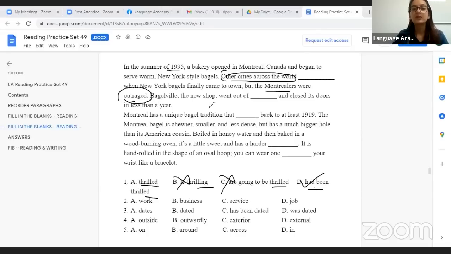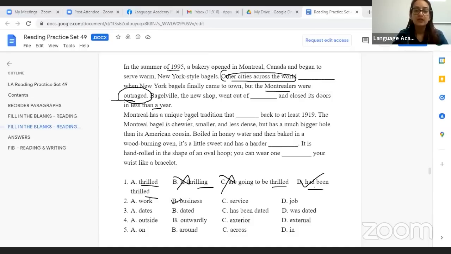So the next one: the new shop went out of dash and closed its doors in less than a year. So people were outraged, so nobody would be buying things from them. So they ran out of work, business, service, or job. Run out of work is also fine, but run out of work is generally used when we lose our job. In that sense, we use it. But because it was their own business, we can say they ran out of business. Nobody came to them, so they closed their doors.